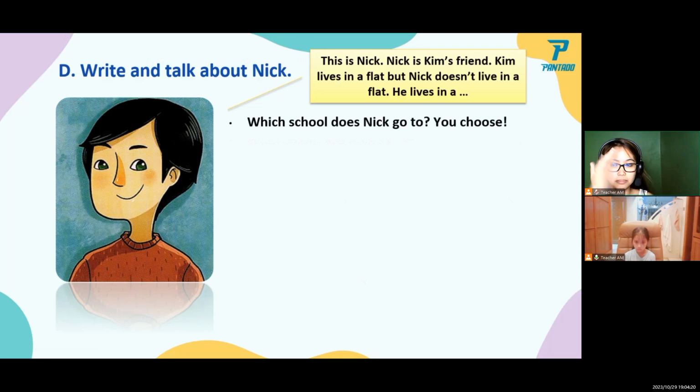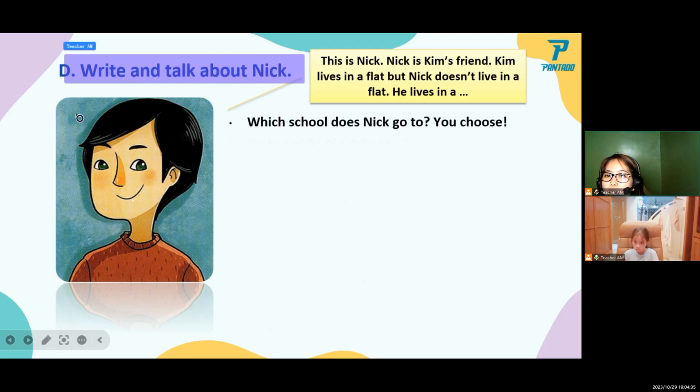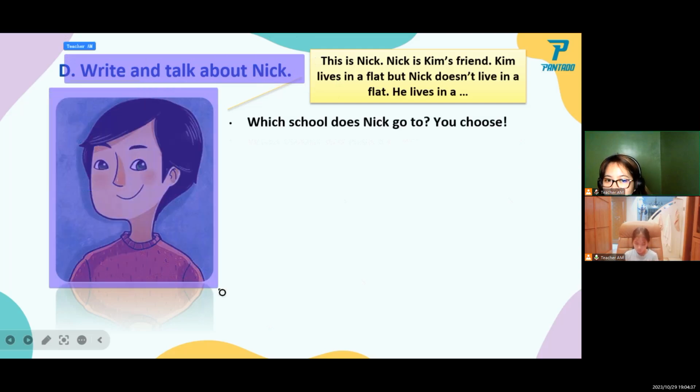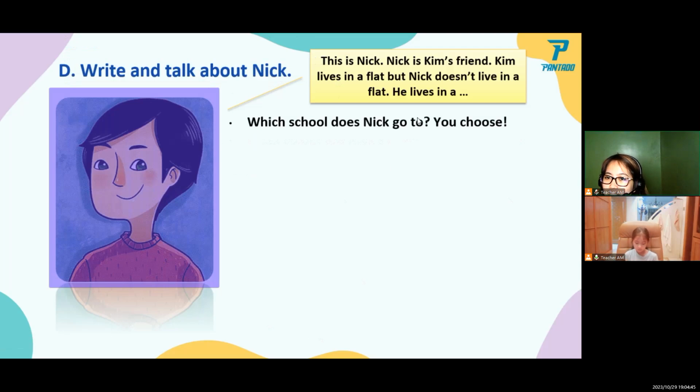Okay, so kindly look at the book. Can you see the book? Yes, I can. Very good. So now, I want you to write and talk about Nick. This is Nick. Nick is Kim's friend. Kim lives in a flat, but Nick doesn't live in a flat. He lives in a house.